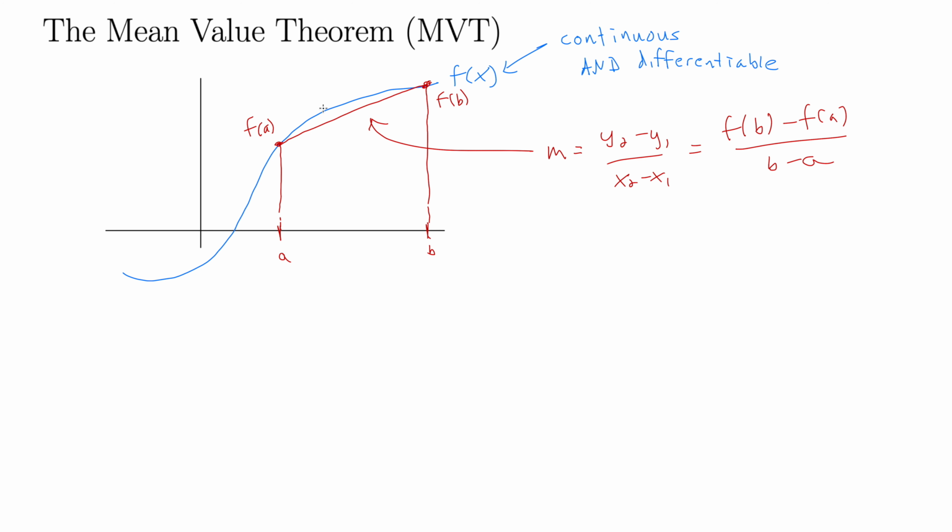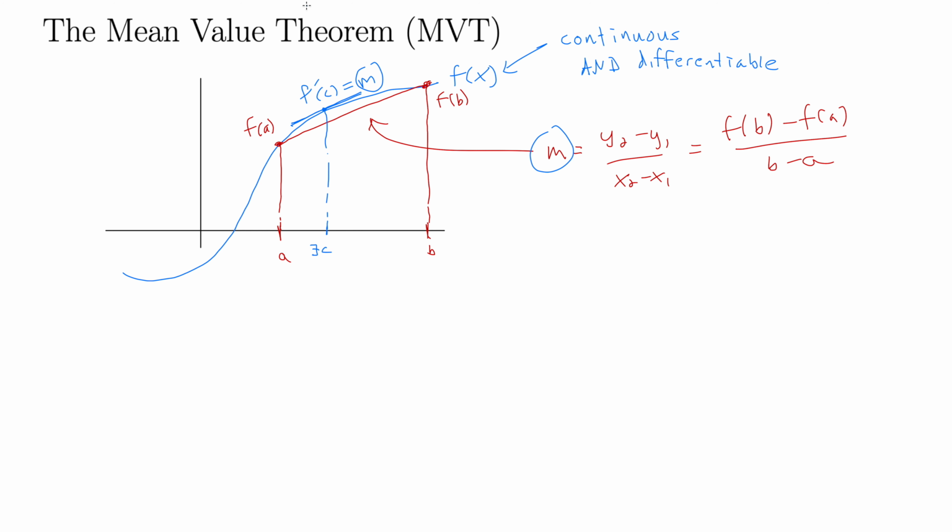What the mean value theorem tells us is that there exists a c between a and b such that when you follow it up, you can take the derivative at that point, and the derivative will be exactly the slope of that secant line. f prime of c equals the slope of the secant line. So these two things are equal. It guarantees us some point in there that has the same tangent line slope as this entire interval has for its secant line. This backwards e is for exists, there exists. So that's the theorem in pictures.